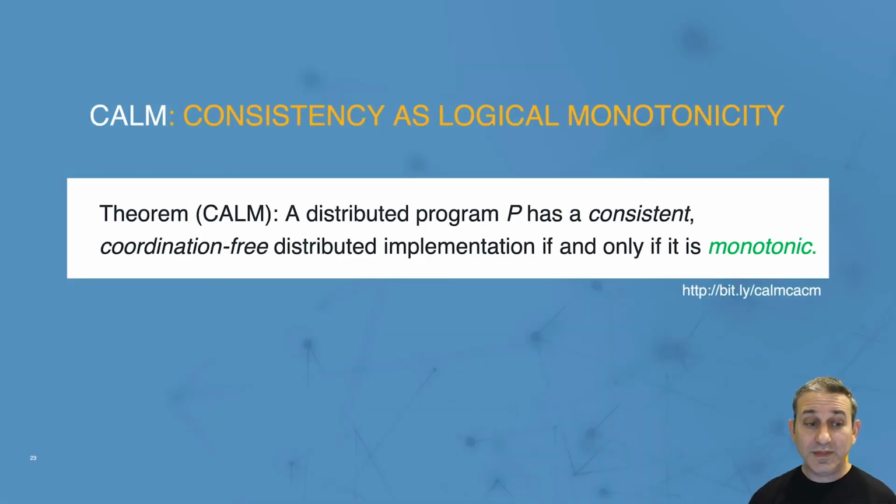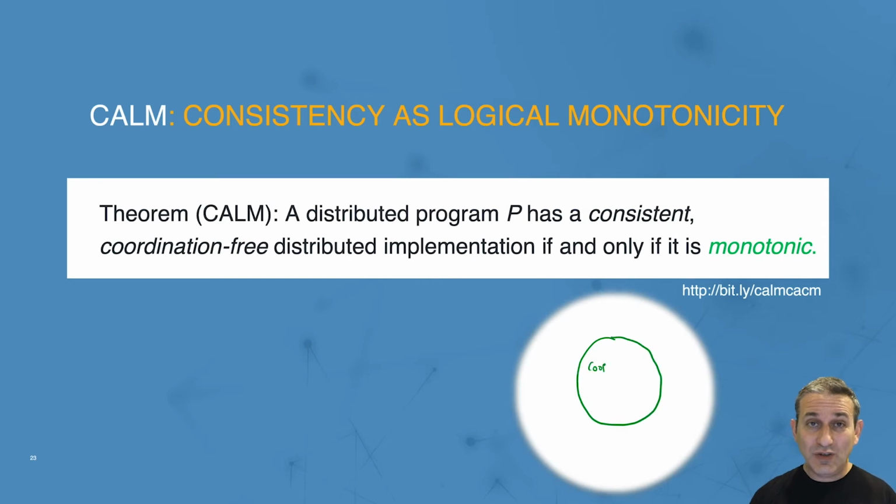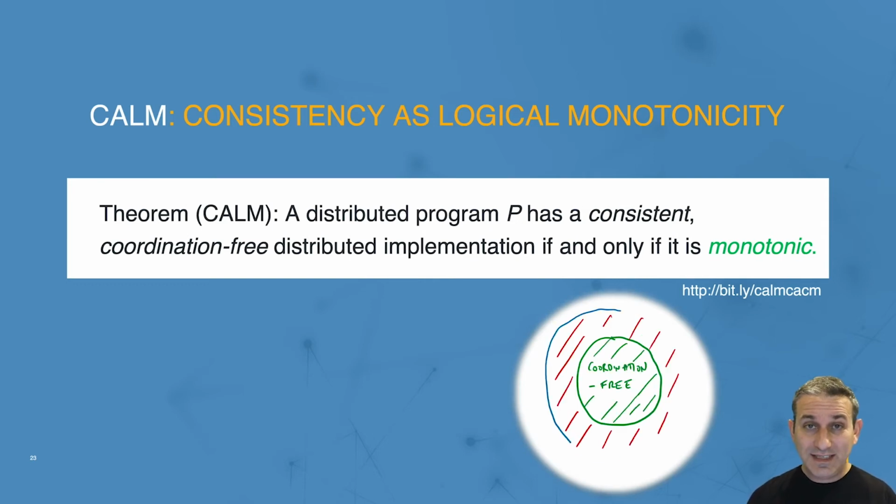The Calm theorem says that a distributed program P has a consistent and coordination-free distributed implementation if and only if it's monotonic. That is to say, the green circle on the previous slide is exactly the monotonic programs. That's the sharp line between green and red: whether or not a program is monotonic.